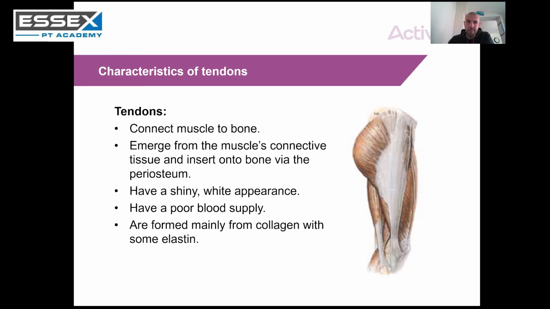Tendons, on the other hand, connect muscle to bone, and they emerge from the connective tissue and insert to the bone via the periosteum. So they sit on the outside of the bone, they insert. They have a shiny white appearance, have a poor blood supply, slightly better than ligaments because they're connected to the muscle, but again, a pain if you damage them, and are formed mainly from collagen with some elastin. And tendons have a rebound quality.